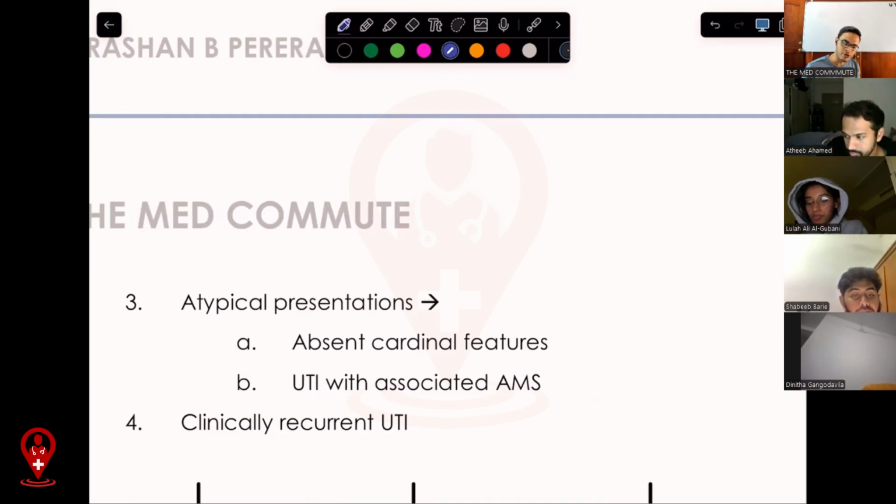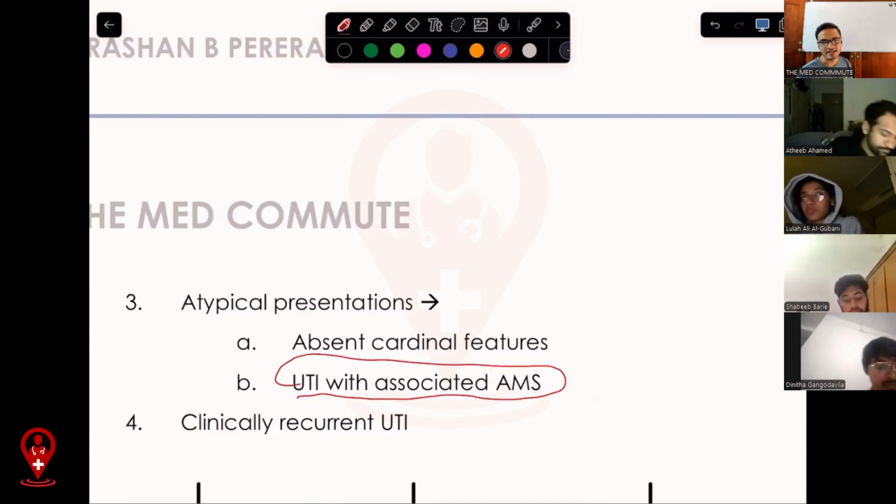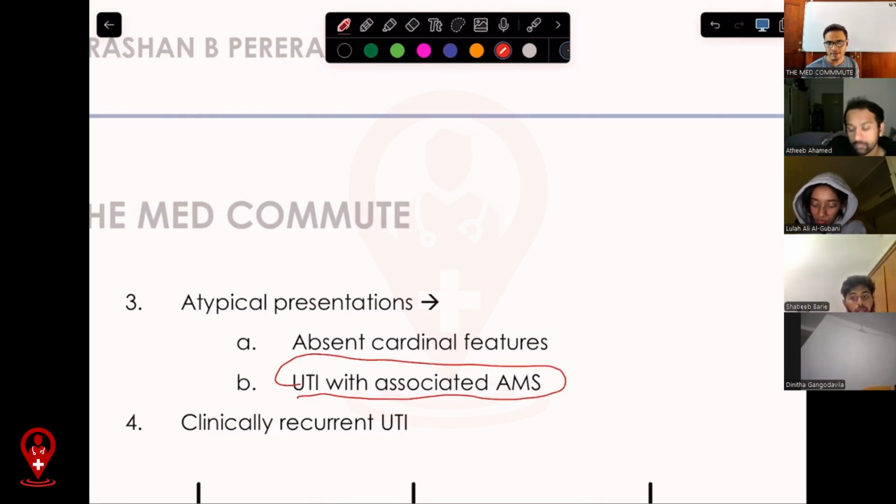The next thing, guys: UTI associated with altered mental status. Very, very, very important in geriatric care, in elderly individuals, especially patients over the age of 60. What do I mean by that? A child is bringing the dad. Dad is, let's say, 67 years old. Doctor, since this morning my dad is behaving abnormally. I don't know what is wrong with him, and he doesn't know where he is. He seems confused. That is the complaint.